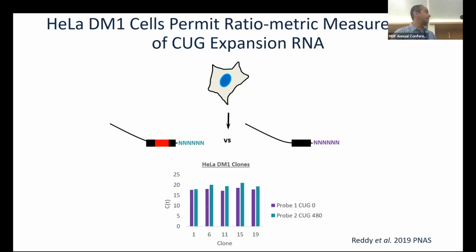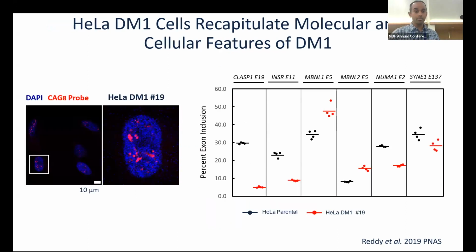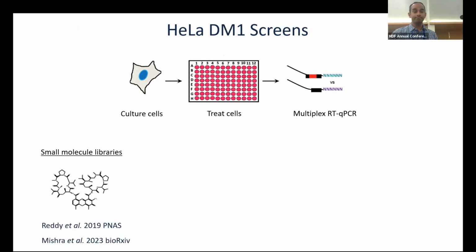And a number of clonal cell lines were identified that robustly express both the toxic RNA as well as our control RNA at roughly comparable levels. And so we identified a number of clones that showed expression of both. And again, we can probe for the presence of the toxic RNA and the control RNA separately or together. And importantly, these cells recapitulate some of the molecular and cellular hallmarks of myotonic dystrophy that we know. For example, the formation of CUG ribonuclear foci, as well as missplicing of MBNL-mediated pre-mRNAs.